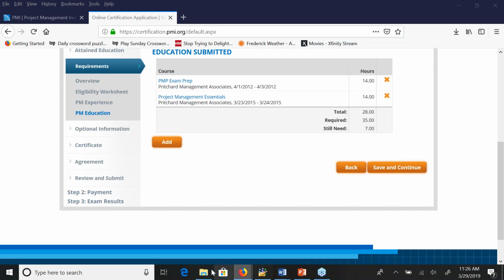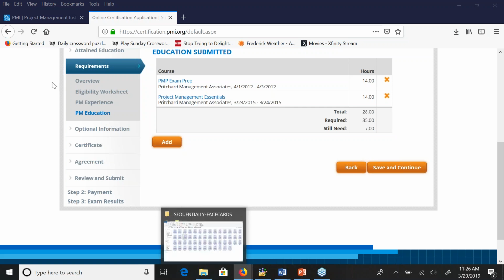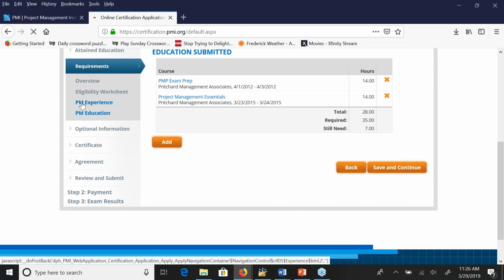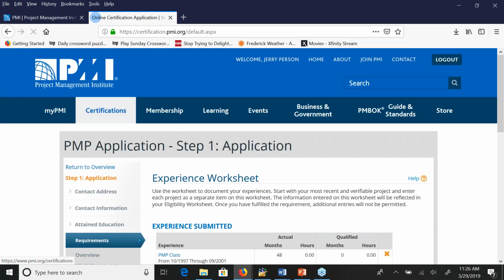So you'll claim those education hours. And as I said, those are the easy ones to prove. Then comes the hard part of this, and that is the PM experience piece.